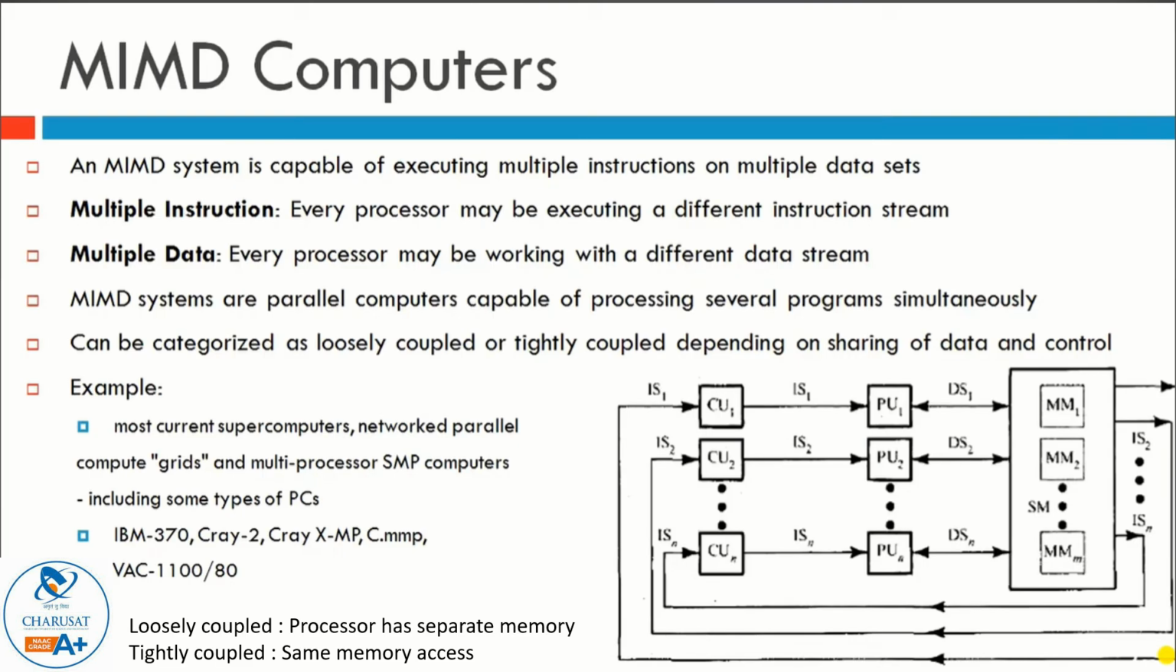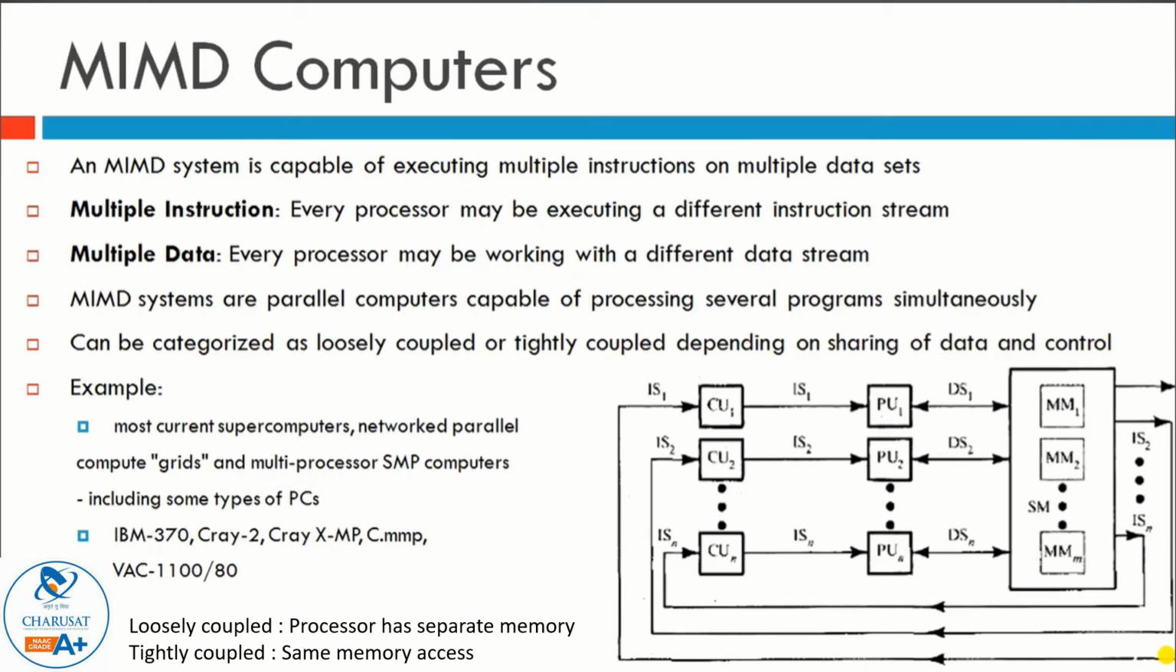Fourth type of computers is MIMD computers. An MIMD system is capable of executing multiple instructions on multiple data sets. Multiple instruction means every processor may be executing a different instruction stream. Multiple data means every processor may be working with a different data stream. MIMD systems are parallel computers capable of processing several programs simultaneously. They can be categorized as loosely coupled or tightly coupled depending on sharing of data and control.